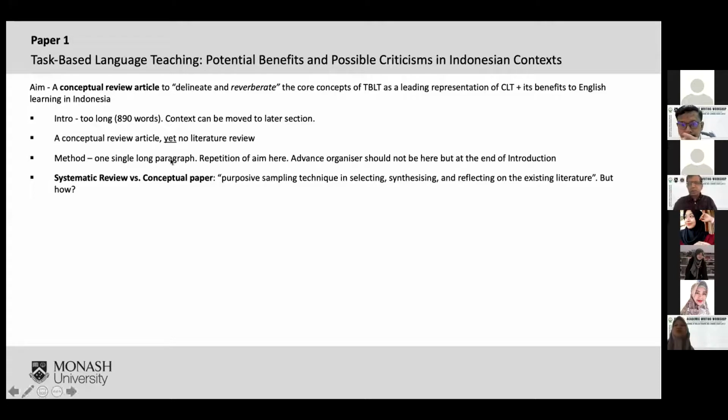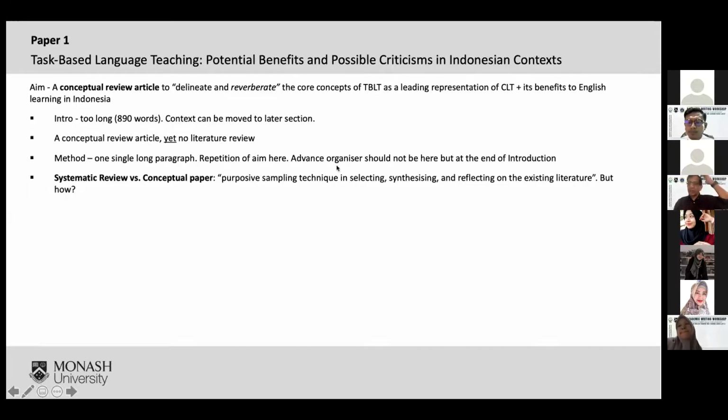The methodology is only one single long paragraph. Now, I said that the methodology doesn't have to be a long section. So it's not a problem that it is one paragraph, but the paragraph itself is too long. It should have been broken into two. And then there is a repetition of the aim here. We don't want repetition of the aim in the method. Sorry, the aim should be in the introduction, right? Okay. The advanced organizer should not be here, but at the end of the introduction.